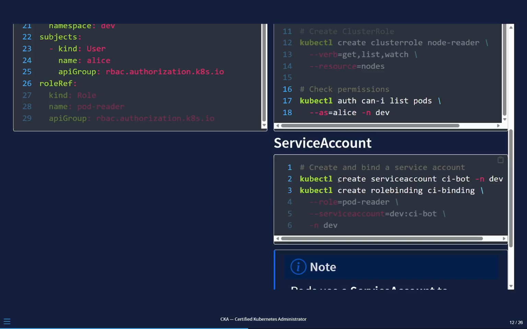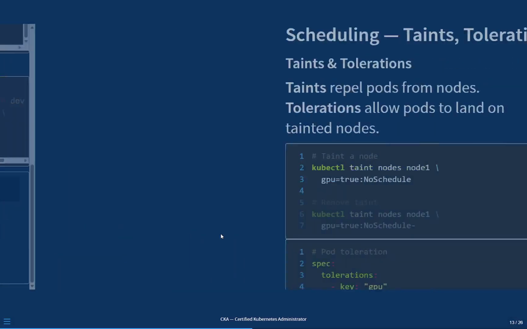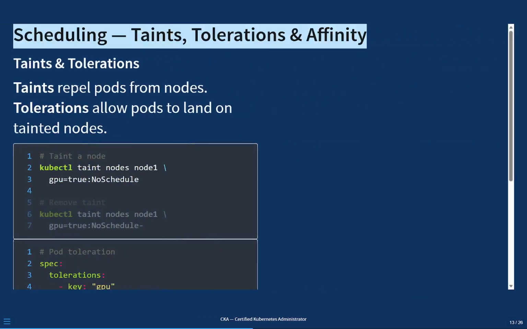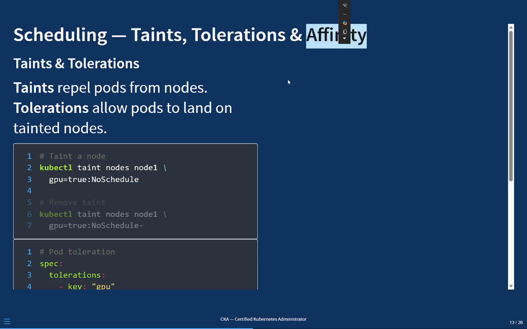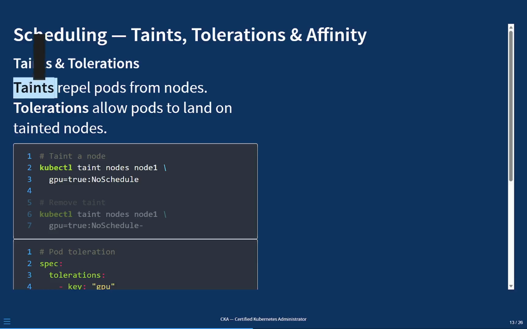Next. The scheduler picks nodes for pods automatically, but you can influence or force its decisions using 3 mechanisms: taints, tolerations, and node affinity. Taints are applied to nodes. They say don't schedule pods here unless the pod explicitly tolerates this taint. For example, you might taint a node with gpu=true:NoSchedule to reserve it exclusively for GPU workloads.